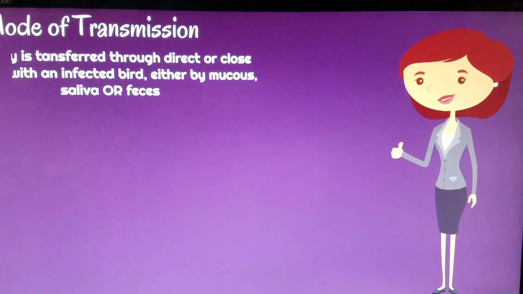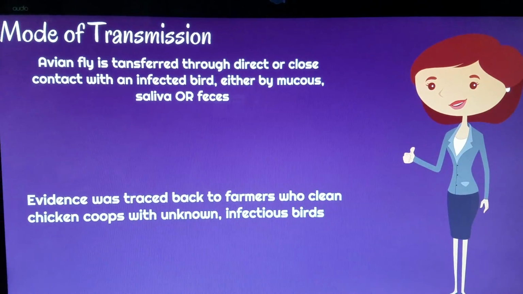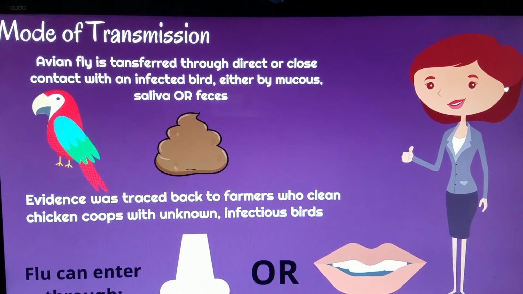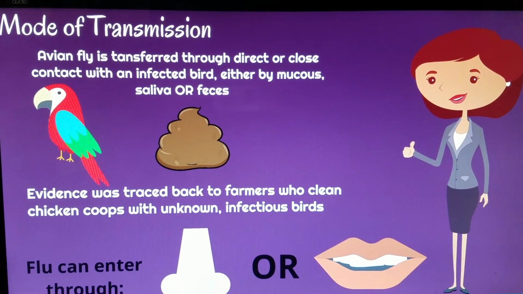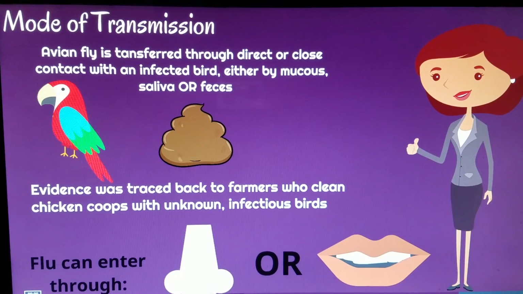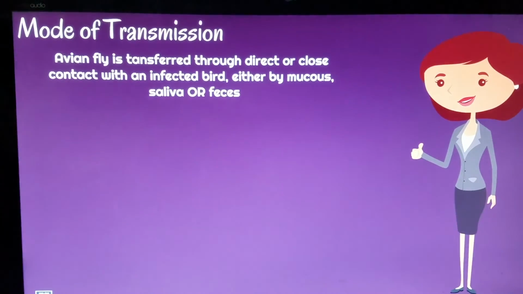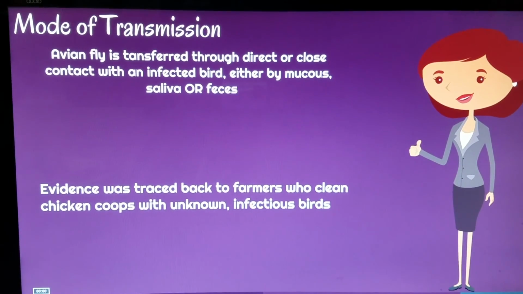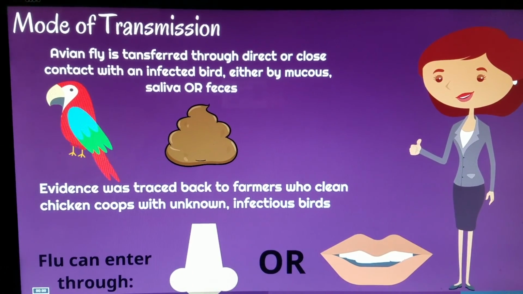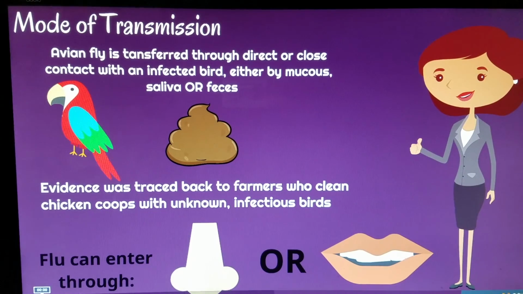Now we'll be moving on to modes of transmission. The avian flu is transferred through direct or close contact with an infected bird, either by mucus, saliva, or feces. Evidence was traced back to farmers who claimed chicken coops with unknown infectious birds. Modes of human transmission occurred through the mouth and nostrils during the handling of feces.